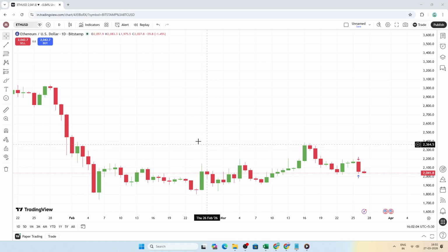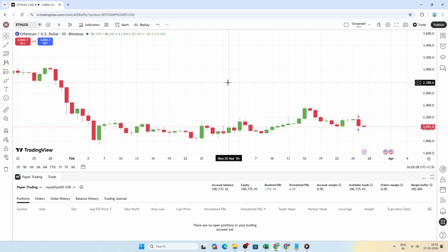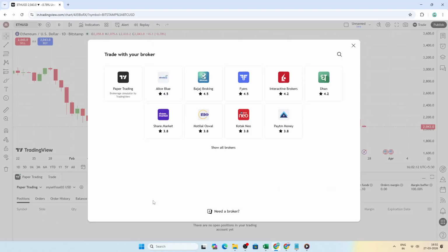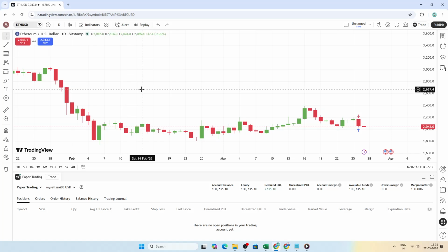Start by connecting your account so TradingView can place orders. Open the trading panel at the bottom of the screen and choose your broker or select paper trading if you want to practice without risk. Take a moment to confirm you are connected. You should see the account status and balance update.